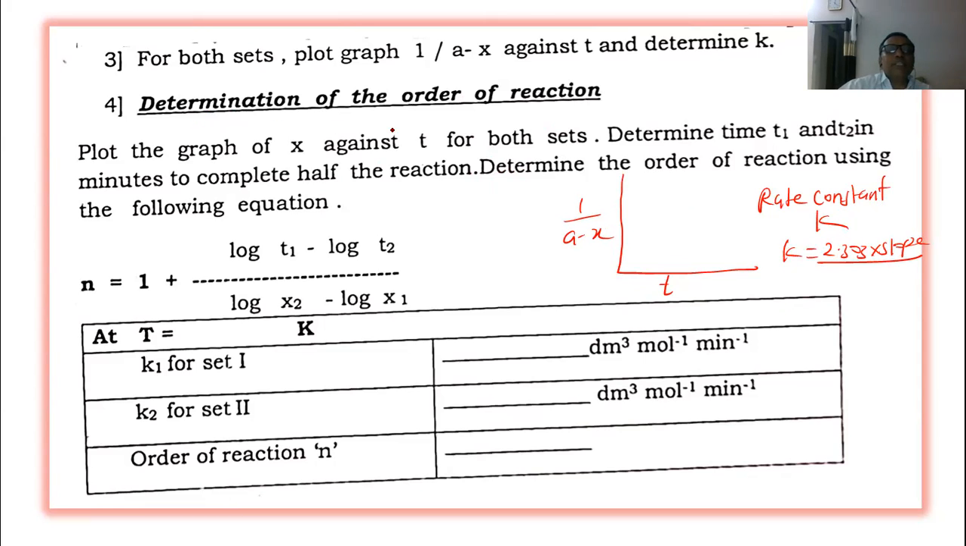Then determination of the order of the reaction. This is our main calculation. So for this purpose, we have to plot the graph of x against t for both sets, and determine time t1 and t2 in minutes to complete the half of the reaction. And according to this equation, we have to determine the order of the reaction. So t1 and t2 can be determined from the graph. Similarly, x1 and x2 can be determined from the graph.